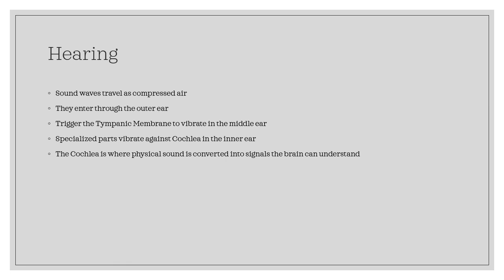The cochlea converts the mechanical movement created by the vibrating of the tympanic membrane, to moving the specialized bones, to vibrating the oval window, which vibrates fluid inside the cochlea, into action potentials that can be understood by the brain.